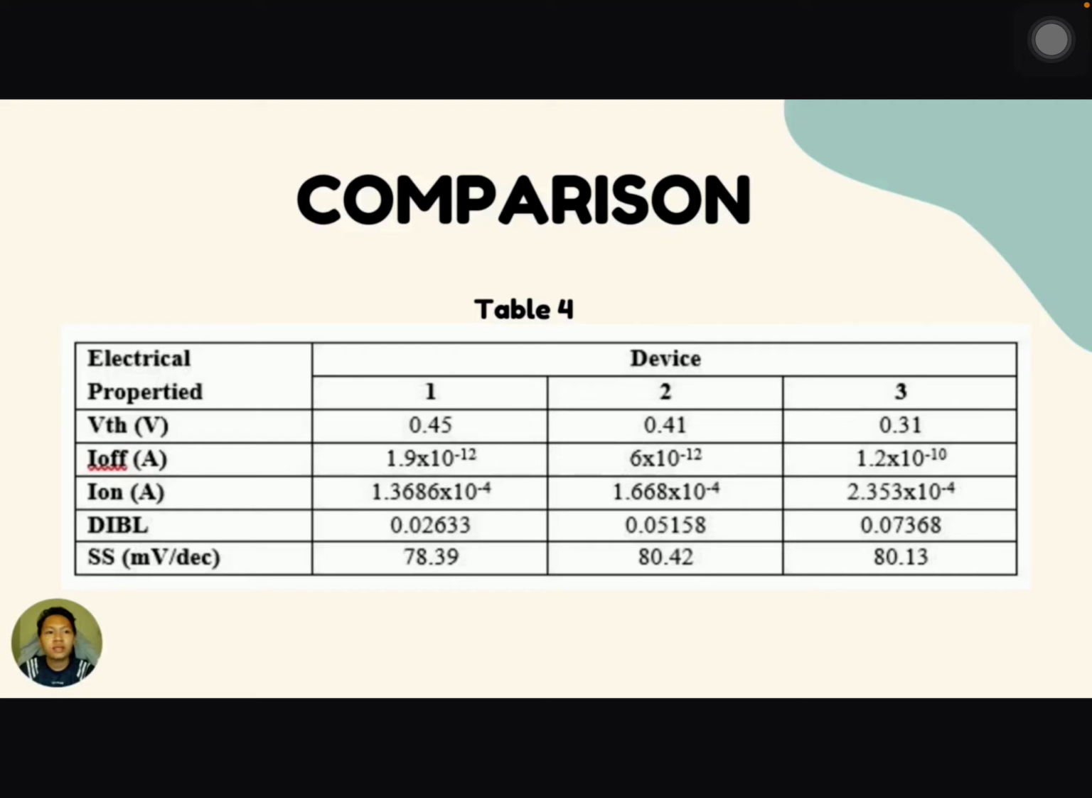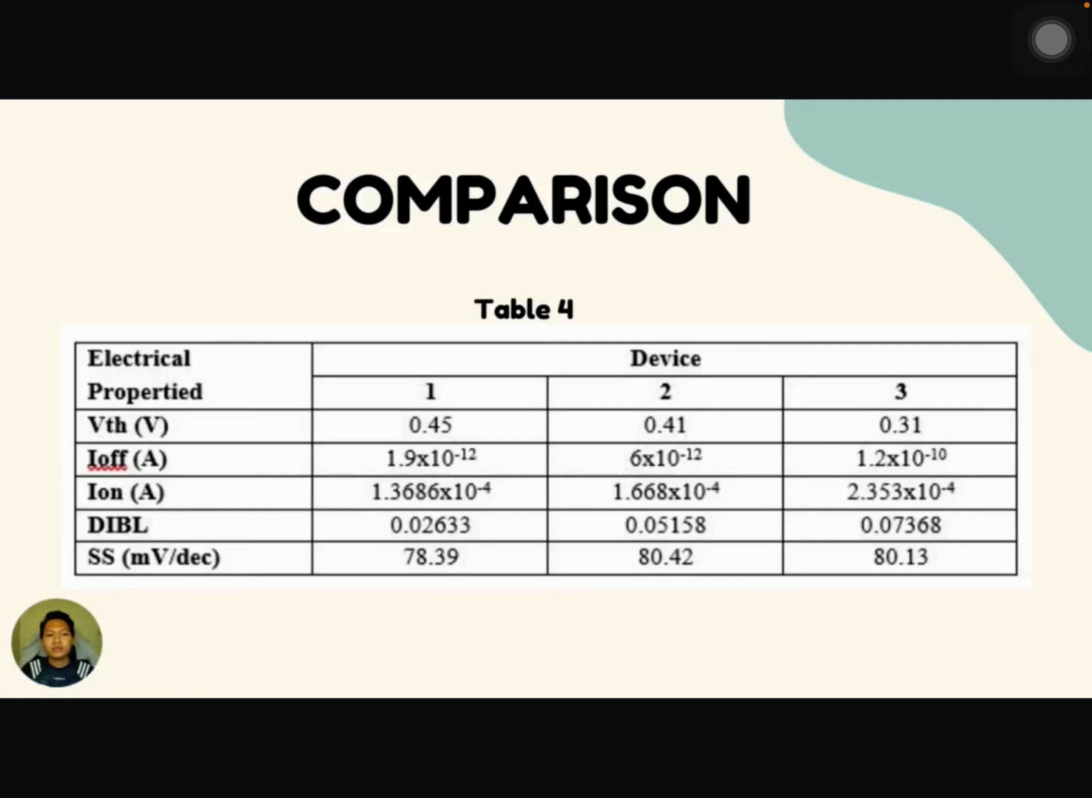So for the DIBL, device 3 has the highest DIBL value. And the last electrical property is subthreshold slope. For this property, device 2 has the highest value. The next one is discussion part 1.